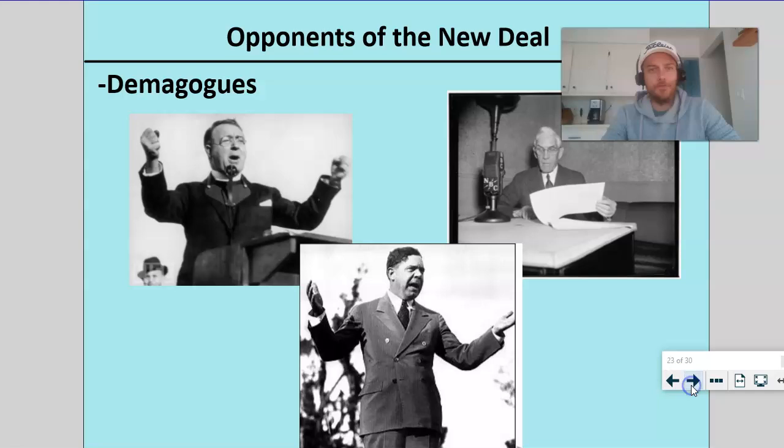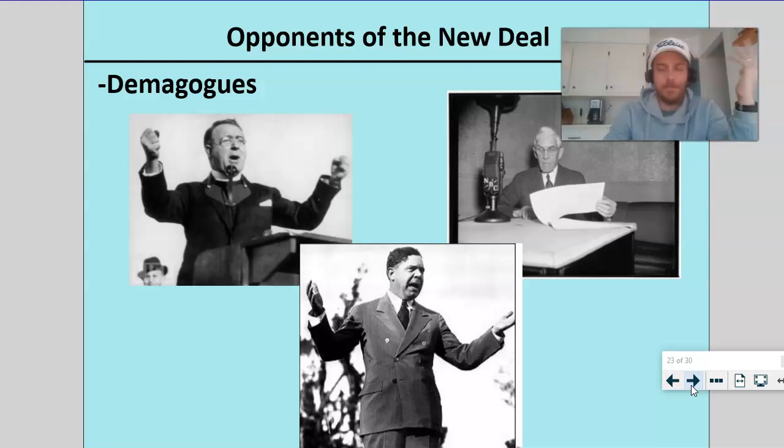Now, when we look at specific people, there's this group of people called demagogues. All right, a demagogue is a political leader who gains power by appealing to people's emotions, instincts, and prejudices in a way that's considered manipulative or dangerous. So a demagogue, someone who gains political power by appealing to people's emotions, instincts, and prejudices in a way that is considered manipulative and/or dangerous.